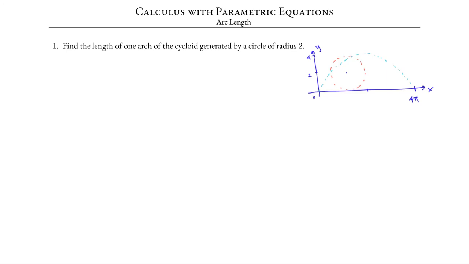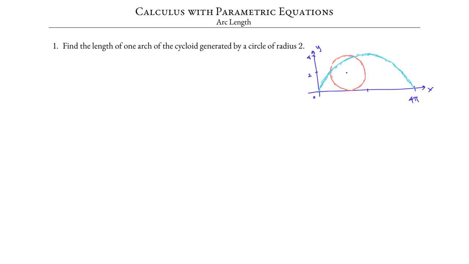Find the arc length of one arc of the cycloid generated by the circle of radius 2. As we wheel this circle around a straight line, a point on the circle will map out this path, and we're looking for the length of one arc, which is the length of this path.